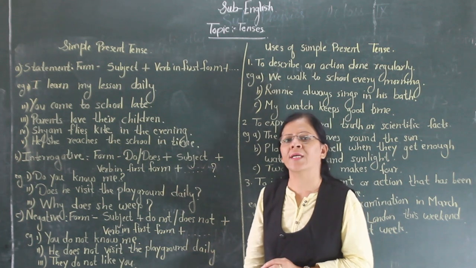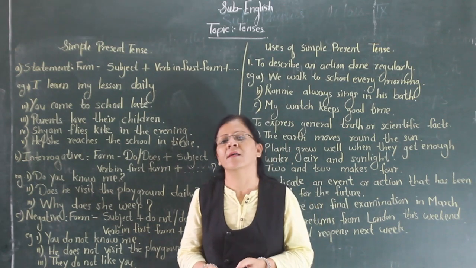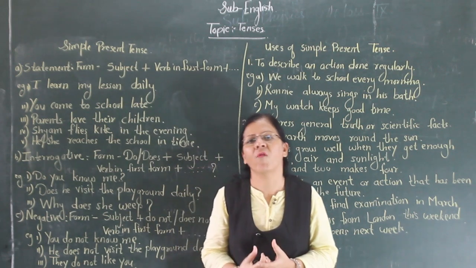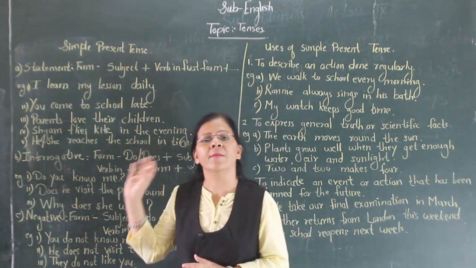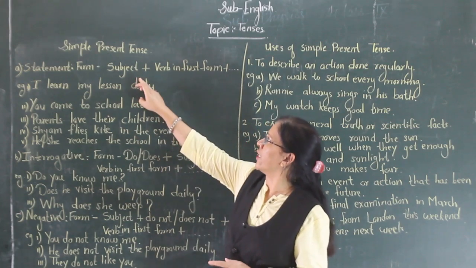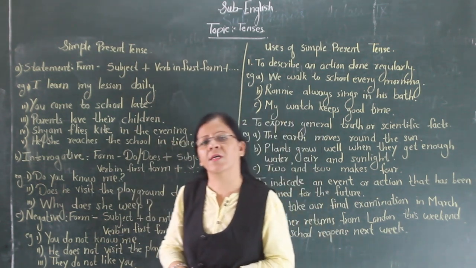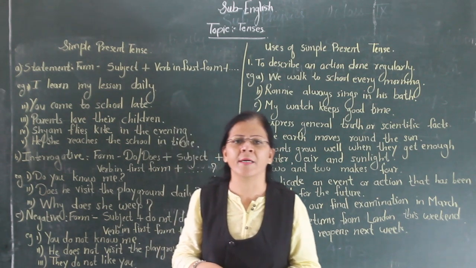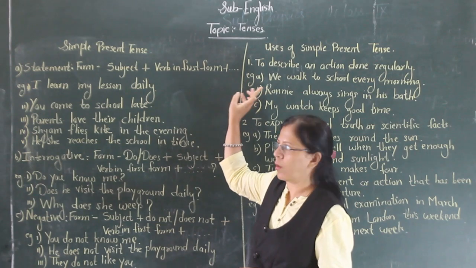So first, as you know, there are different types of sentences like statement, interrogative sentence, and negative sentences. So according to that, there are different forms. First, we will understand the form of simple present tense. So what is the form for a statement? Subject plus verb in first form plus the remaining part of the sentence. It may be an object, a complement or anything else.